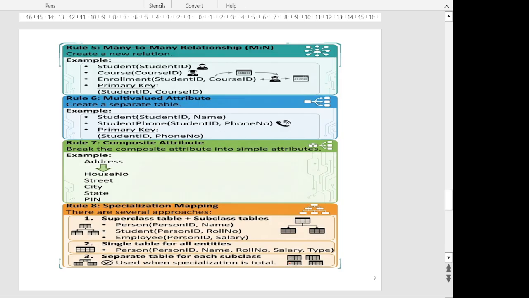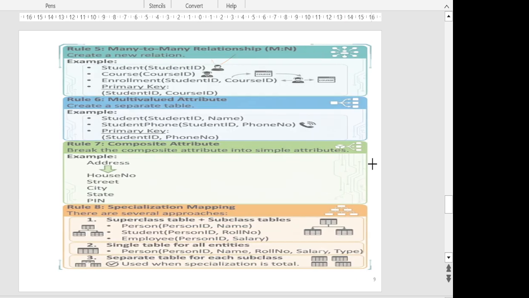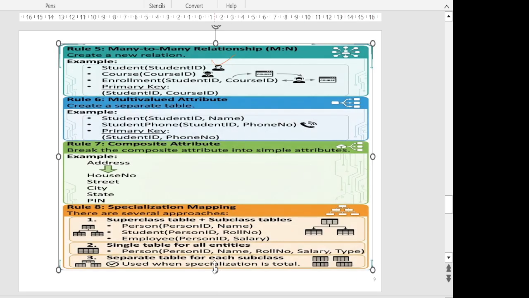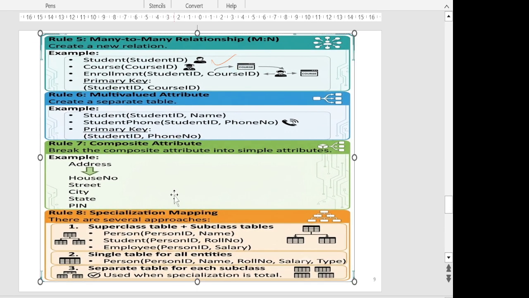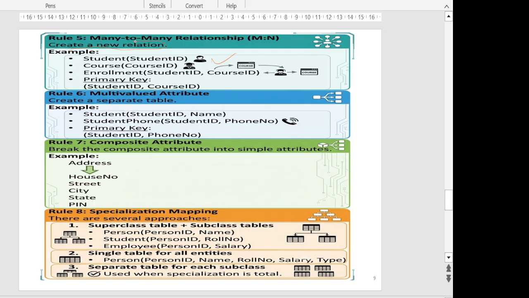Next, if a many-to-many relationship exists, then create a new relation. You have to create a new relation, right? If it is a multi-valued attribute, then create a separate table for that.